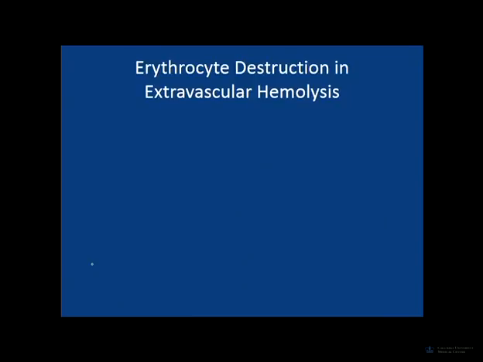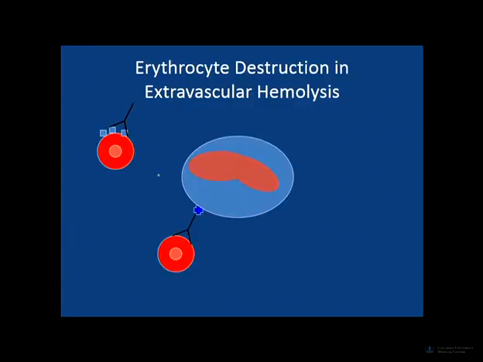So this is what happens in extravascular hemolysis. Here is your erythrocyte. These little blue things are proteins that it has on its surface. And there are hundreds of proteins on the surface of erythrocytes. And an antibody comes along and recognizes them. And the erythrocyte's just going around doing its business.